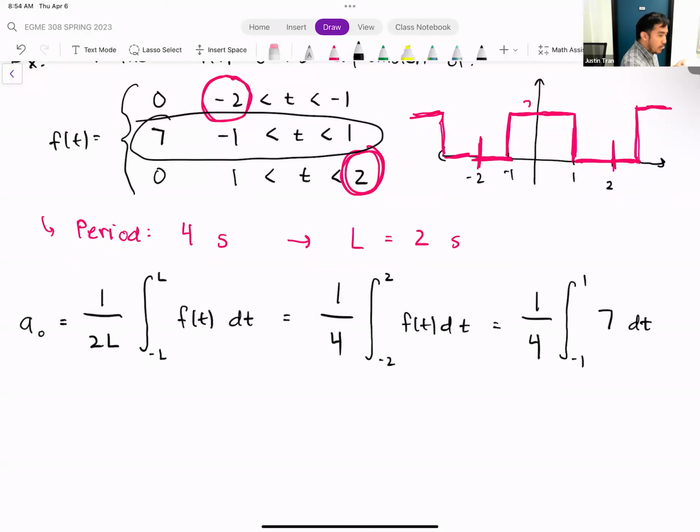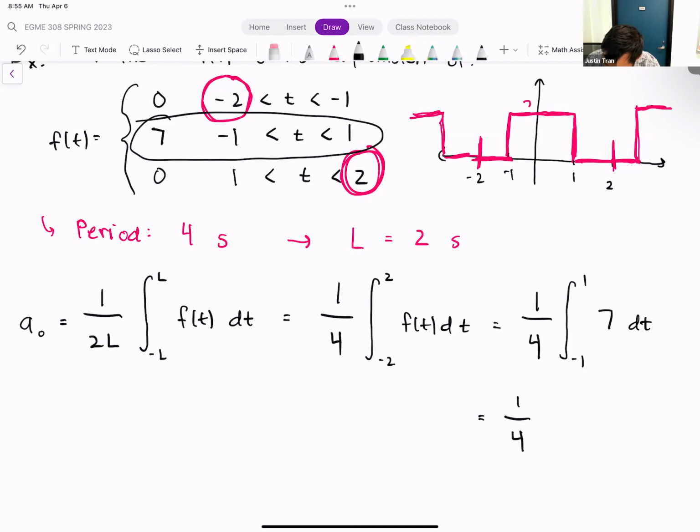The key here is that the integration bounds change. Instead of being -2 to 2, I change it to -1 to 1, because between -2 and -1 the function is 0, and between 1 and 2 the function is 0 as well. So we're just going to ignore those parts. In the middle, our function value is 7. This integral is very easy to compute.